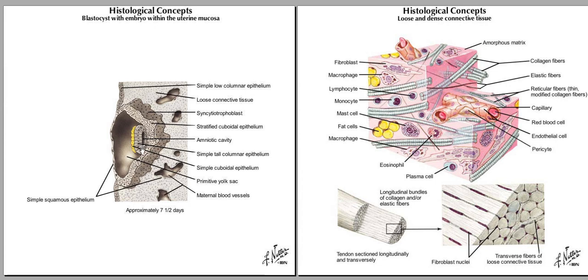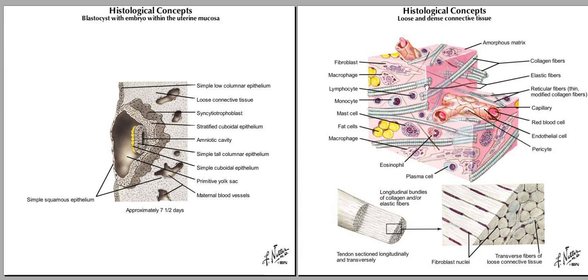The amniotic cavity, the epiblast, the hypoblast. But the epiblast is a simple tall columnar epithelium and simple cuboidal epithelium for the hypoblast, and also for the primitive yolk sac like we said earlier on, and simple squamous epithelium at the end of the blastocyst. Okay, you can see the maternal blood vessels over here.